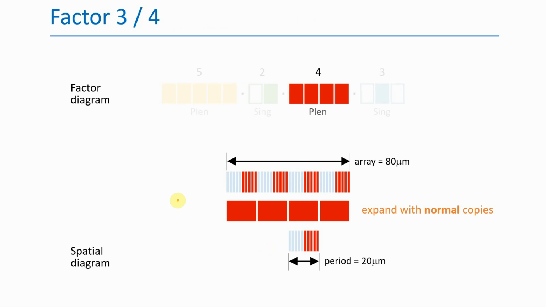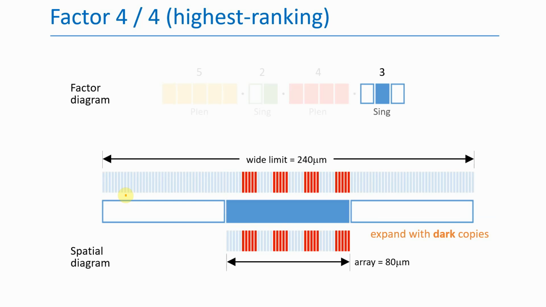Next comes the size 4 plenary, so we expand the period 4-fold, adding normal copies. This gives us the array. And finally, we have a size 3 singular, so we expand the array 3-fold, adding dark copies. This gives us the wide limit, which is the full pattern. We're done.